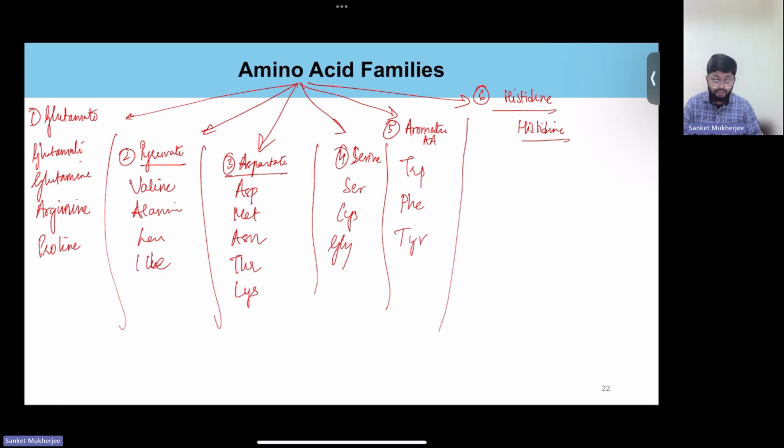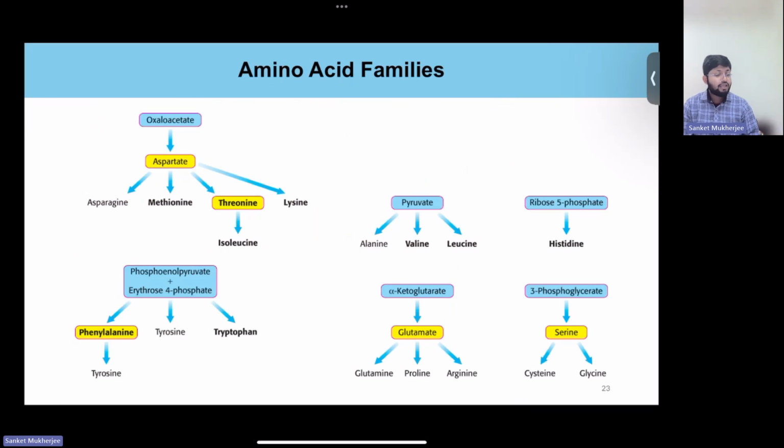So we'll see how that happens. For example, if you look at oxaloacetate, which comes from the TCA cycle, it gives aspartate, which can form asparagine, methionine, threonine, and lysine. Threonine can further form isoleucine. Fine. So unlike what you might have thought, that leucine would give isoleucine, that's not the case. Similarly, pyruvate goes through a transamination reaction to give alanine, valine, and leucine.